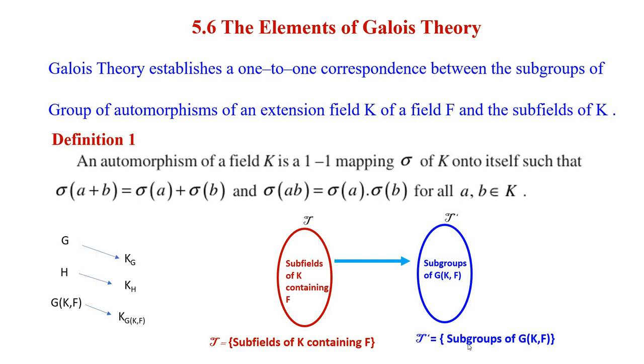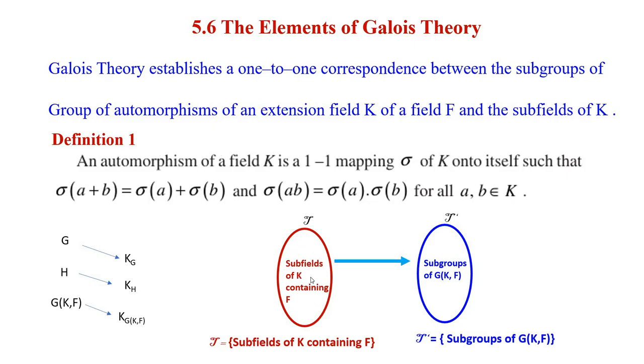At the beginning we will be saying that GKF is the collection of all automorphisms of K which keep the base field elements fixed. F is called the base field, K is the extension. So what is GKF? That in a short while we will have. But as far as the main aim of this section is concerned, this is what we are going to have.